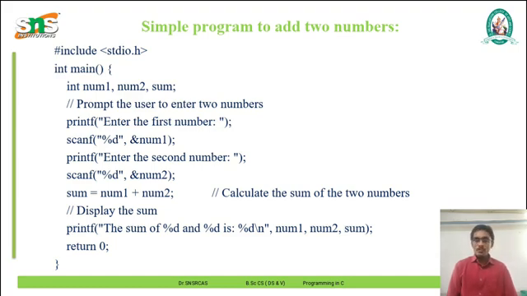And the return 0 statement is used since the main function is of int type. This is a simple C example program.